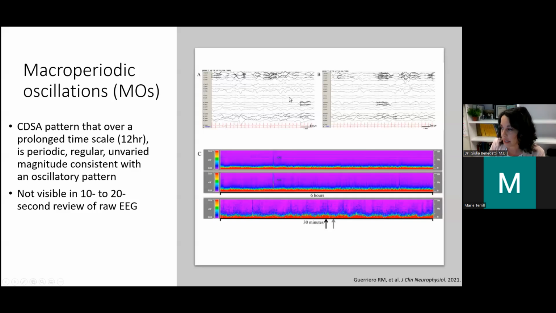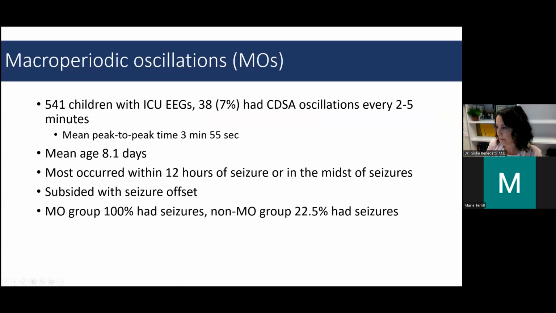And for the first study, they labeled it as a purely visual pattern on quantitative EEG that wasn't visible on the raw EEG, if you look at the peak and trough of the raw EEG during these oscillations. But you really had to view it on a condensed view to see these regular periodic oscillatory patterns on CDSA or FFT spectrogram. So they looked at more than 500 children who had come through their ICU and had EEGs and found macroperiodic oscillations in 7%. The peak time was about 4 minutes.